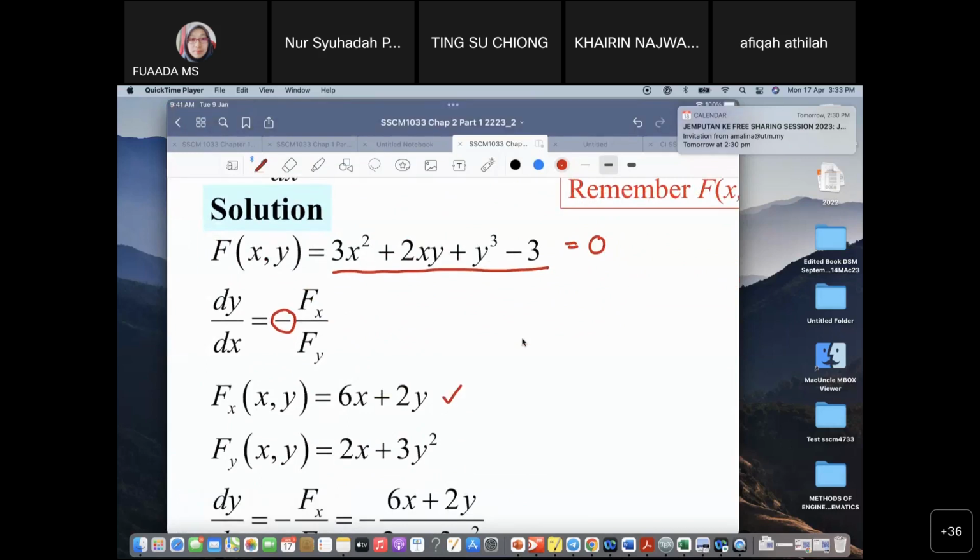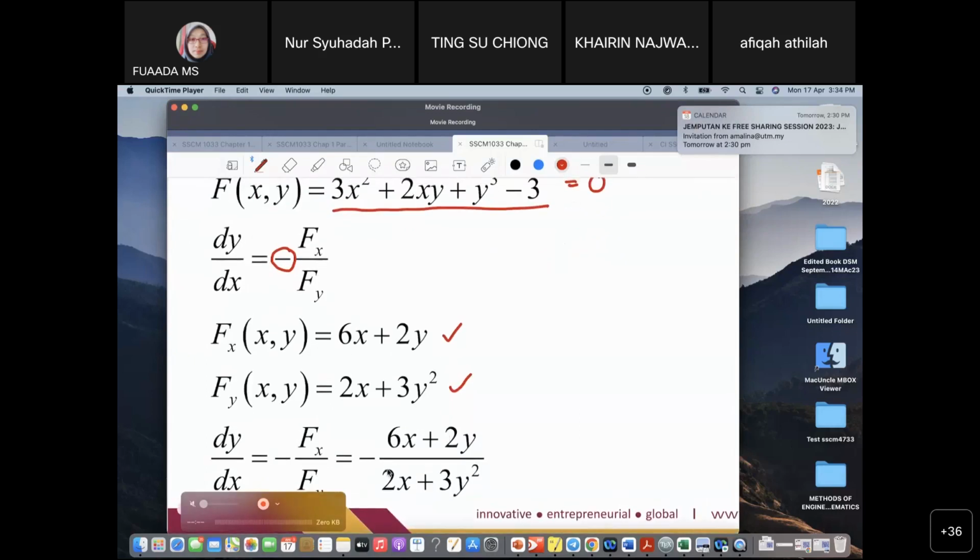Okay, now back for the denominator fy. Okay, gunakan f yang tadi, yang asal. Differentiate terhadap y. So, x constant. So, this part 0. This one becomes 2x. This one becomes 3y square. And this one 0. So, you get this. And just masukkan saja terus dapat jawapan.